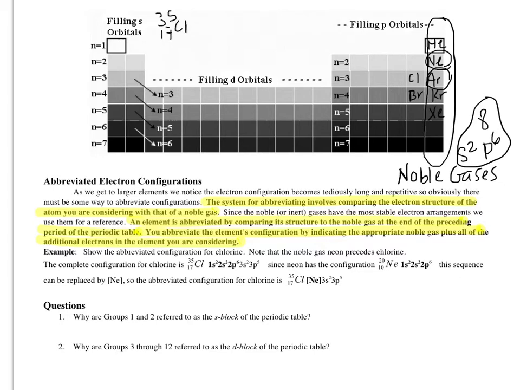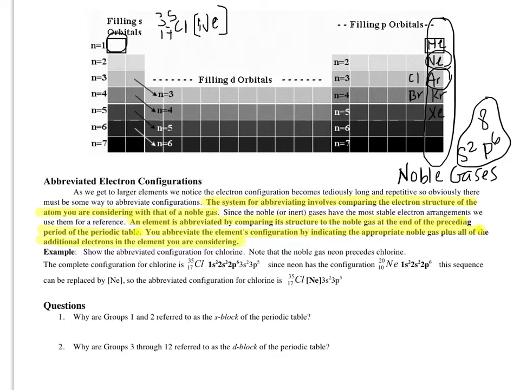And then what we're going to do, instead of starting way over here with hydrogen and writing 1s2 and then 2s2 and 2p6, which you've written a million times now, right? It's like a broken record. What you're going to do is skip to the closest noble gas we can get to on our way to chlorine.